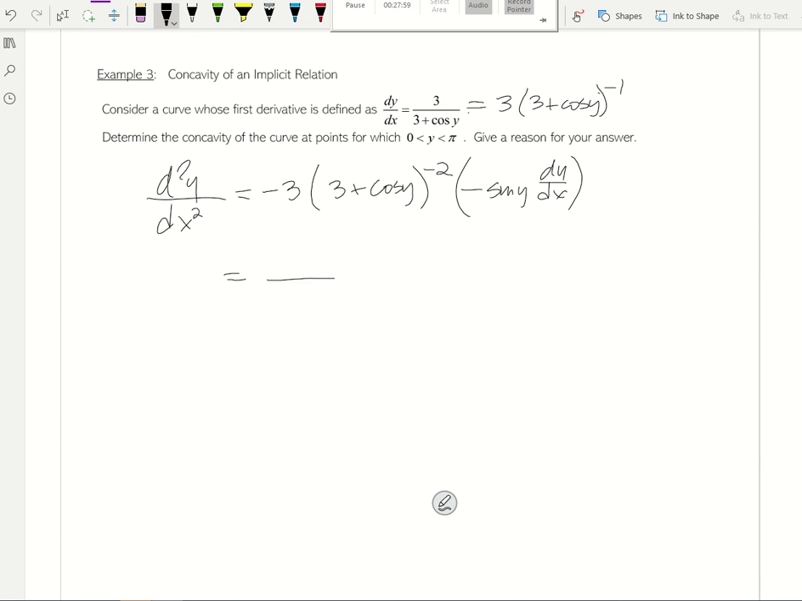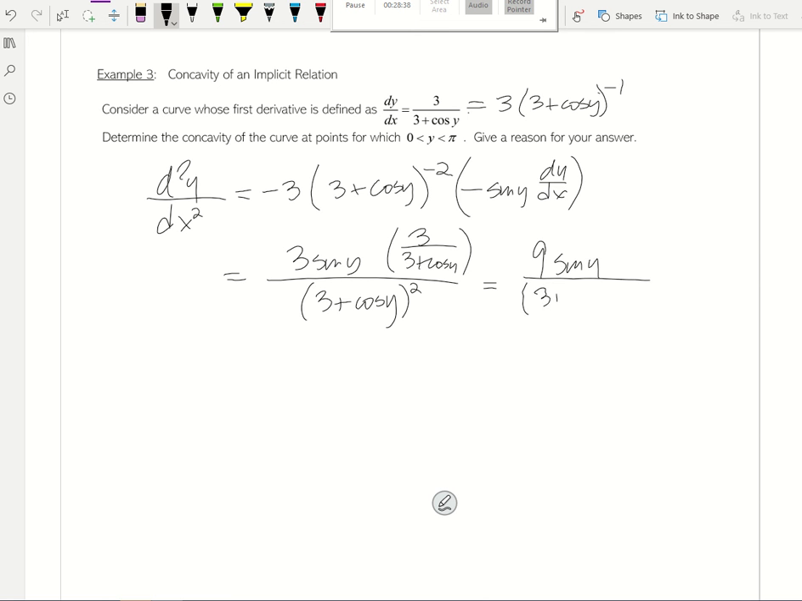So first off, we're going to have this at the bottom. So (3 plus cos y) to the power 2. This is a -3 on top. Oh, I'm going to make it a +3 because of the negative. 3 sine y on top. And then my dy/dx is 3 over 3 plus cos y. So does everybody see this 3 plus cos y can slip on the bottom again? And so, would you multiply the 3 from the... Yes, yeah. So we're going to get 9 sine y over (3 plus cos y) to the power 3. Okay, is everybody good there?